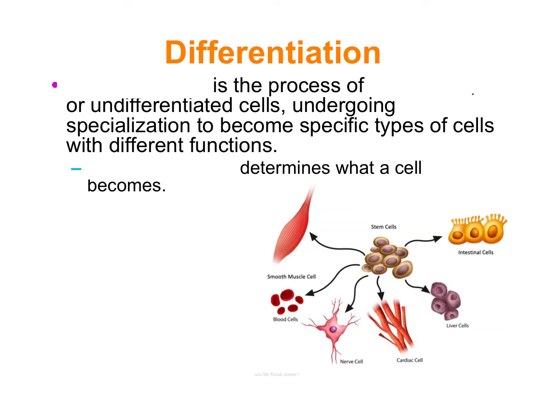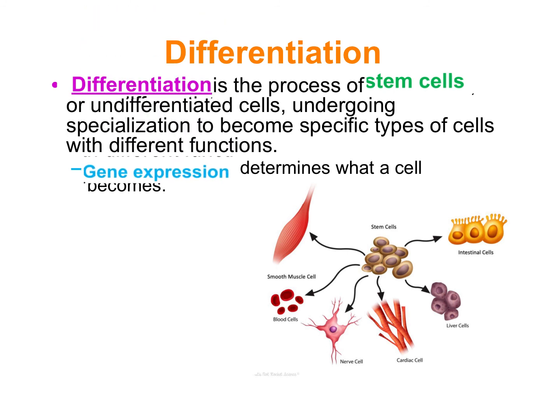So now that our cells have gone through the process of cell division, we can now go through the process of differentiation. Differentiation is the process of stem cells or undifferentiated cells undergoing specialization to become specific types of cells with different functions. So we're going to go through gene expression, and this is what determines what a cell becomes. So what genes get turned on, and that's going to determine what it does.